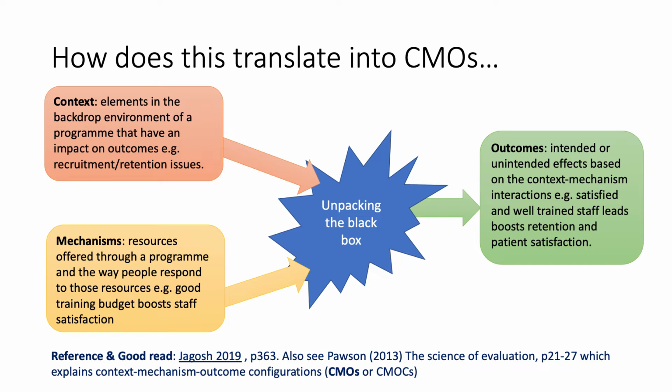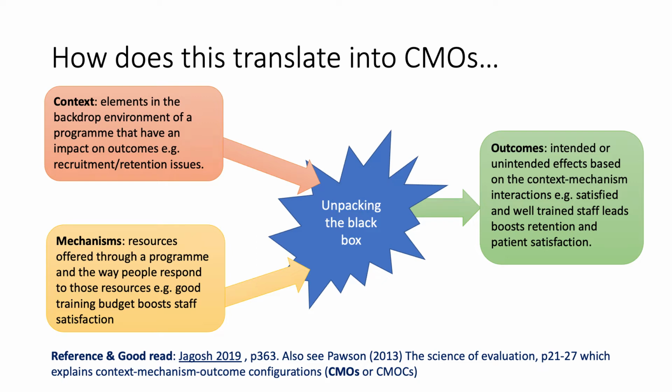So a mechanism is a resource offered through a program and the way people respond to those resources. If you have a good training budget, that may boost staff satisfaction, leading to an outcome of better staff retention, well-trained staff, and good patient satisfaction. So your outcome is the intended or unintended effects based on the context mechanism interaction.